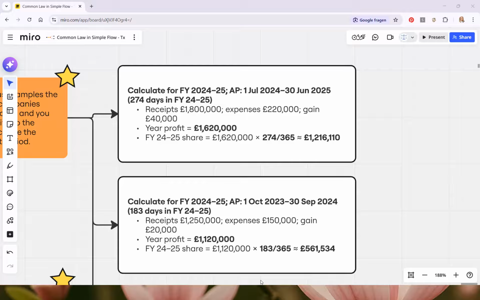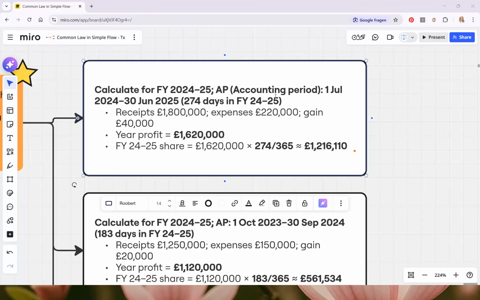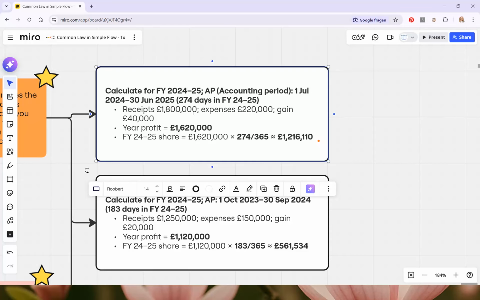1,620,000. The financial year 24-25 share would be this year profit 1,620,000 multiplied by the 274 days, divided by 365 days, and it would be approximately 1,260,110.